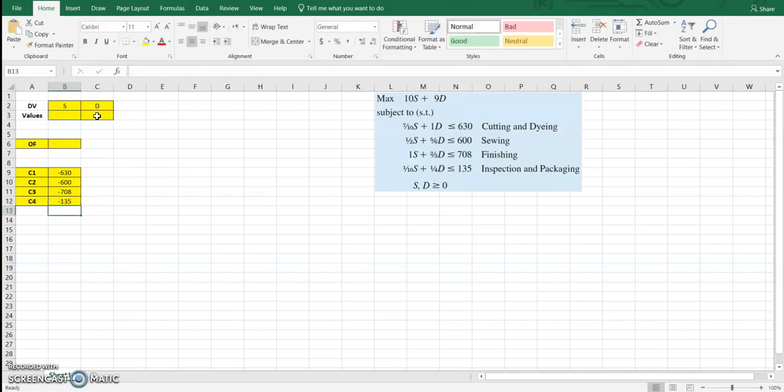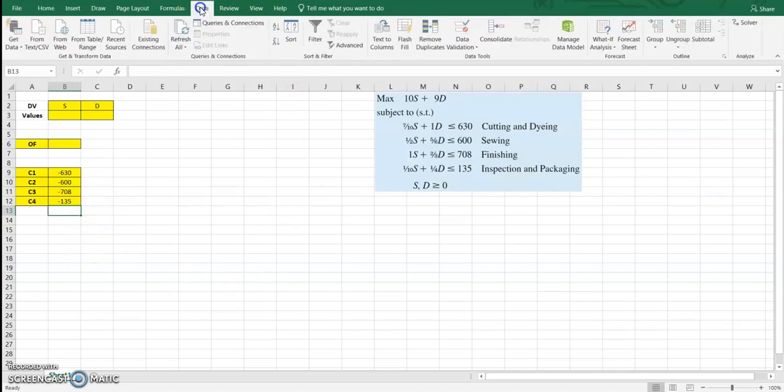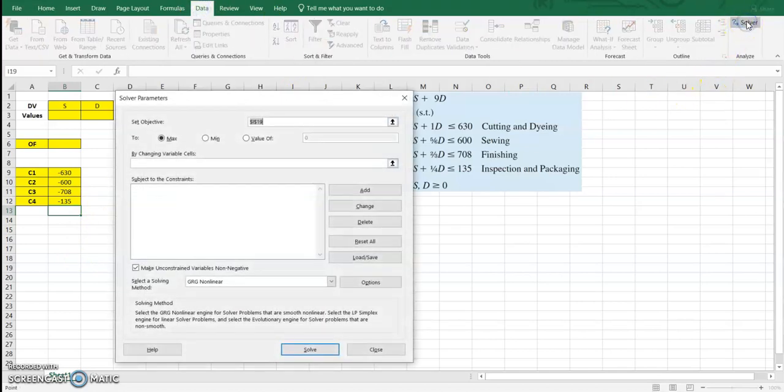Okay, now we have done also all the constraints. The last constraint that we have is the non-negativity constraint. It says s and d must be greater than 0. So we need to do something here that I'm going to show you soon. So now that we have our model, including decision variables, objective function, and constraints modeled in our Excel, now we can go for the solver to do the rest.